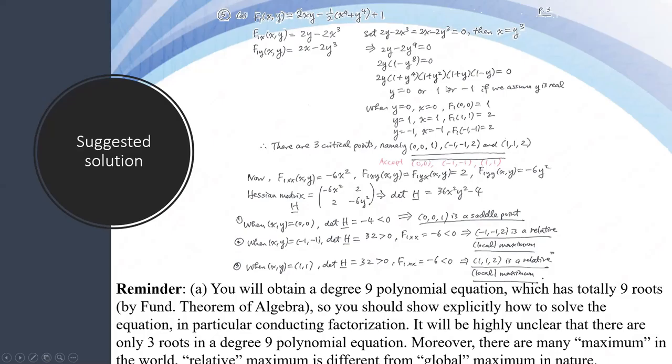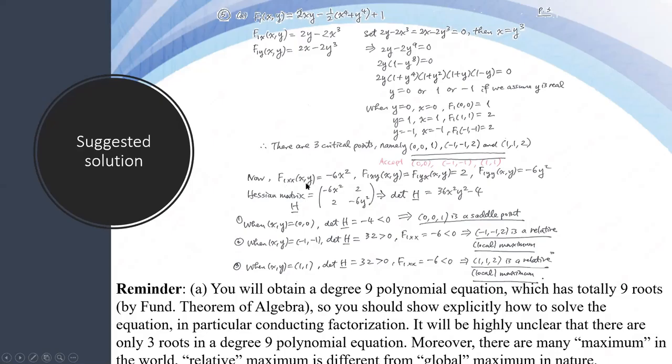Many students cannot get full marks in this question because they do this step and then jump immediately to this part, but we want you to also show how to solve this polynomial equation. After that, you get three answers: y equals 0, 1, or minus 1, and then very easily you substitute back and get all three critical points.